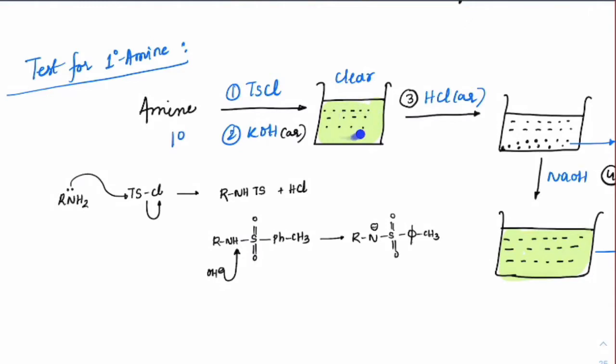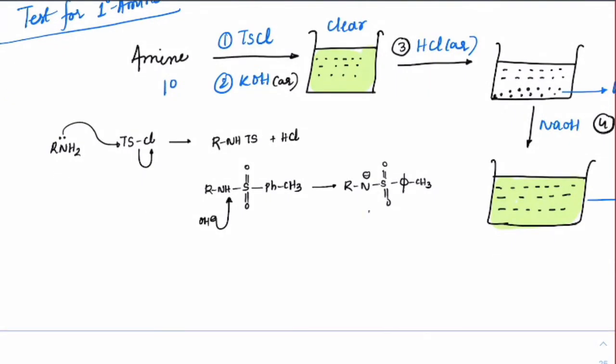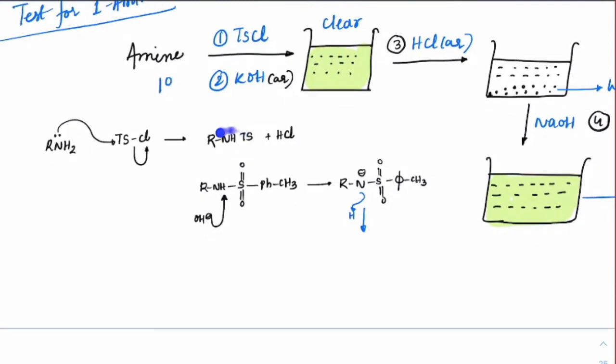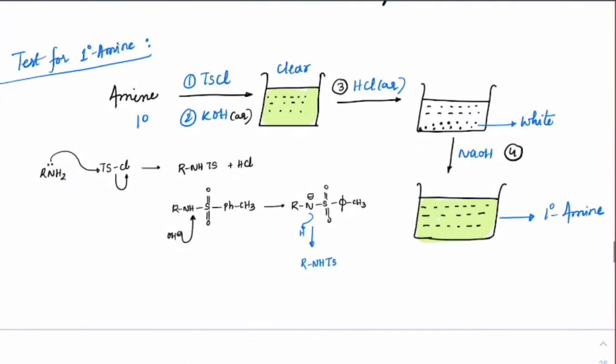Once we have a clear solution, we will add aqueous HCl. What it will do is, nitrogen will again take a proton and become an insoluble compound, which is this one, RNHTs. So again we get the N-alkyl tosyl sulfamide, and that is insoluble, which is a white precipitate, RNHTs.